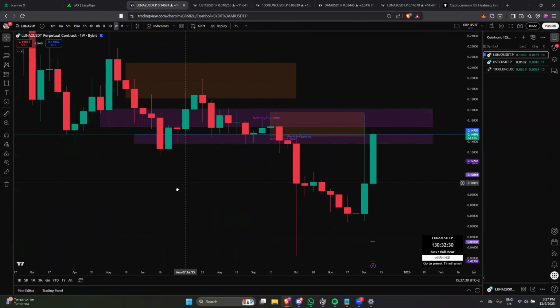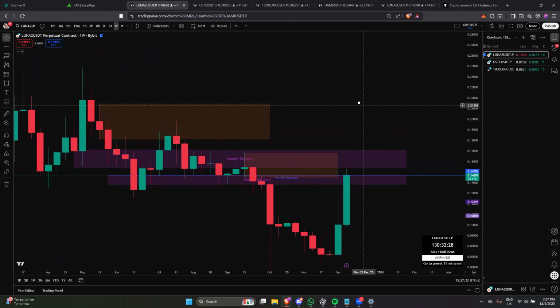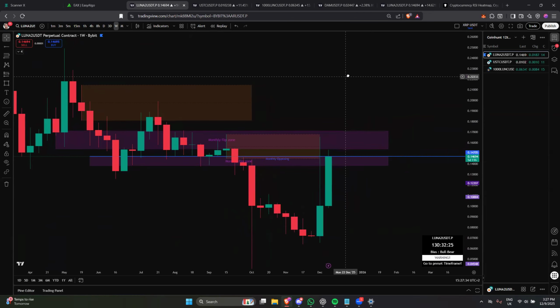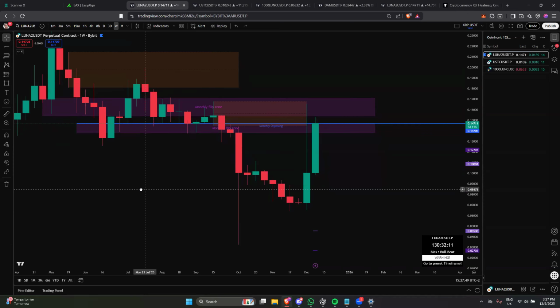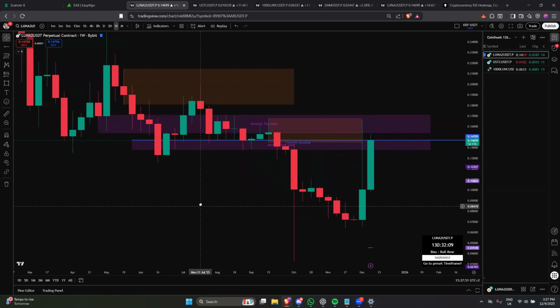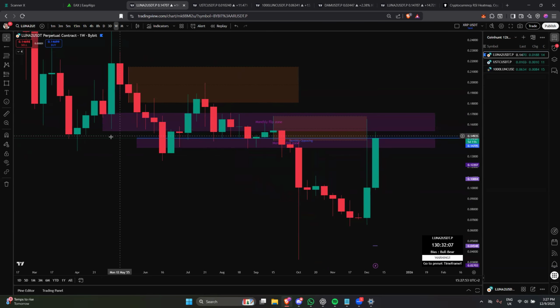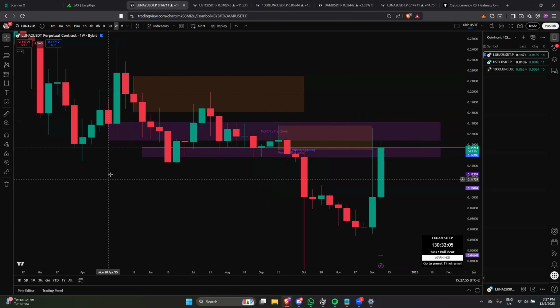Then let's go down to the weekly. Okay, so there's a big weekly fair value gap. It's already been claimed now, so obviously it's not important to mark it out. If you have a look to see any other fair value gap now, not really. You've already got monthly flip zones, so you don't need to create weekly flip zones.